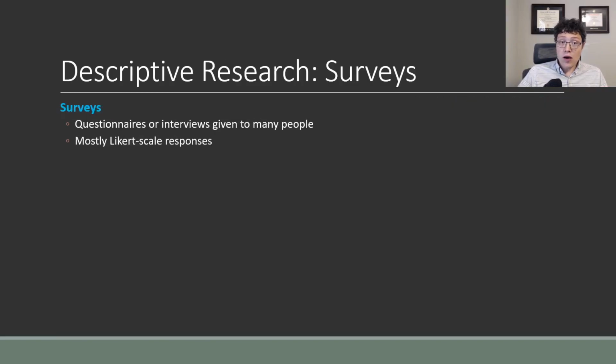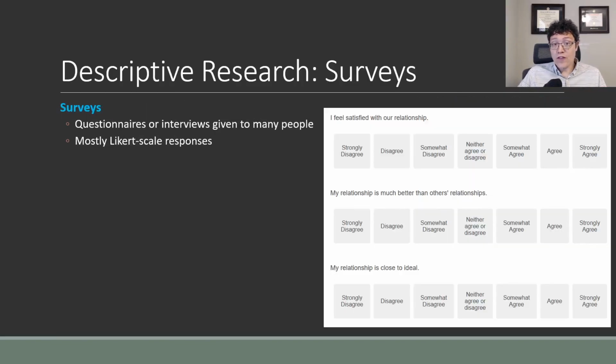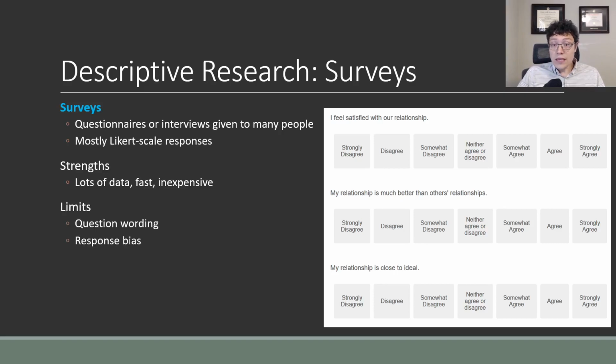Beyond that, we can also talk about survey research. So surveys or questionnaires, this is the bread and butter of social psychological research. The majority of my research is based on surveys. And the beauty of surveys is you get a lot of information really quick, really fast, using these Likert type scales from strongly disagree to strongly agree. But there are some limits to this.